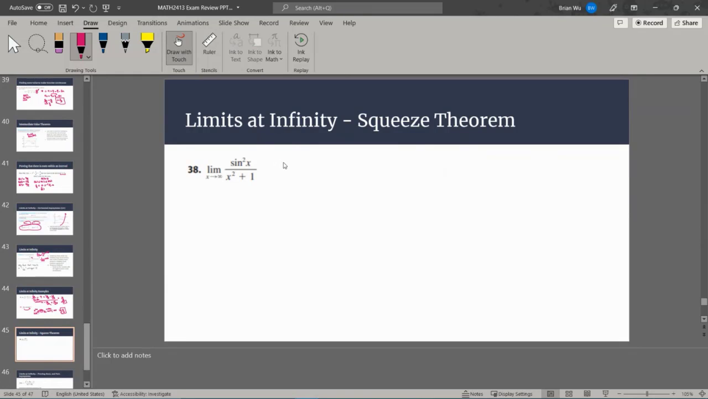And then here's another application of squeeze theorem in this case. As we stated before, squeeze theorem just means that we're using a set of inequalities, and we're trying to put the limit inside the middle.